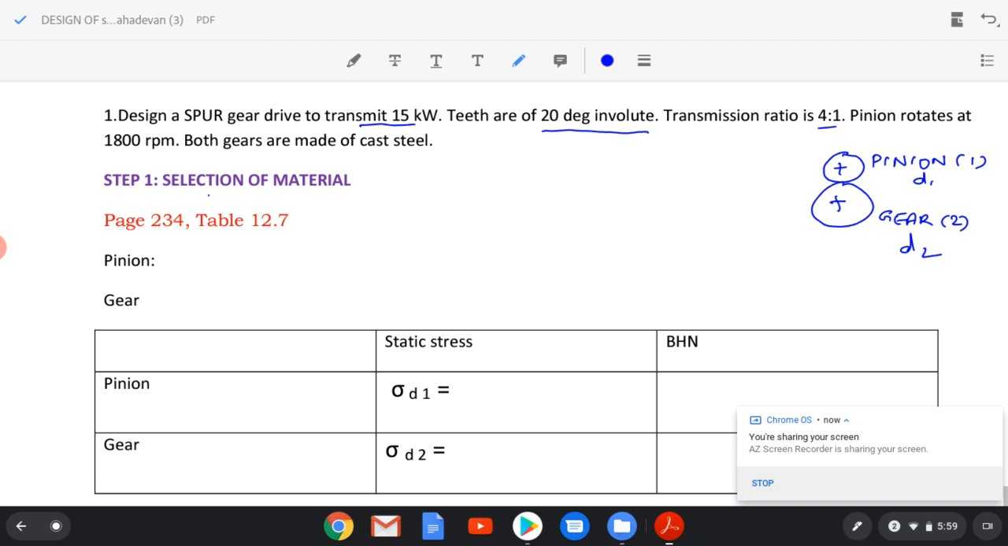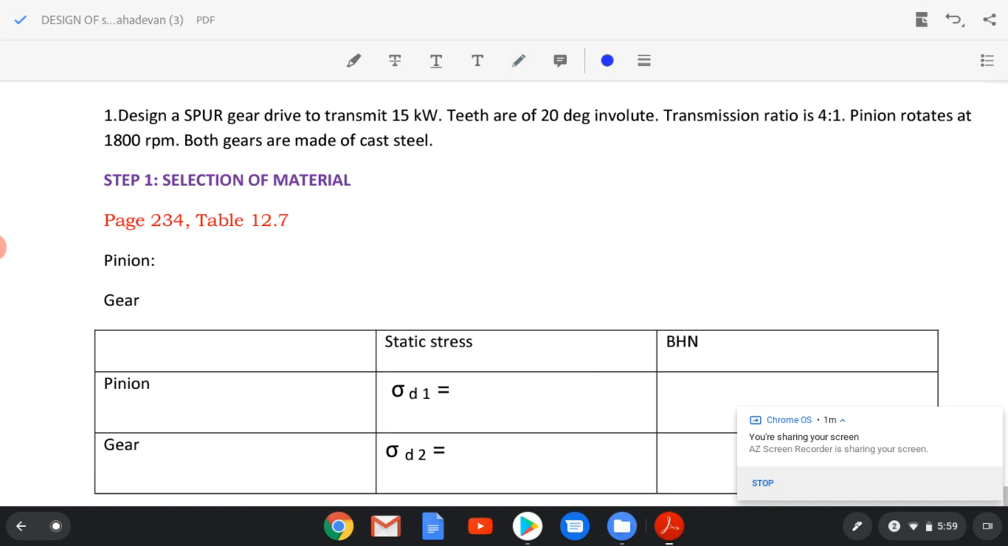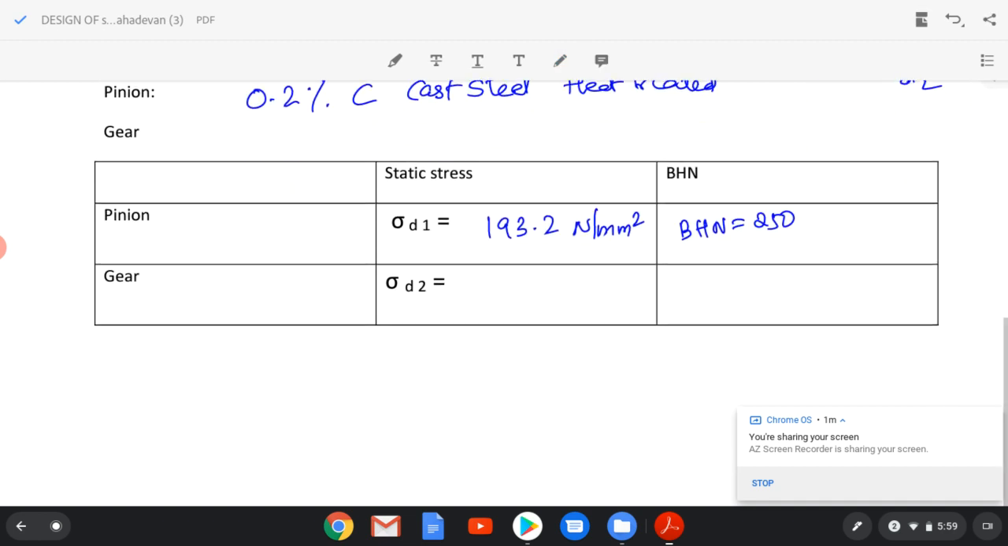First step is to select the material. So from page 234, table 12.7, we have to select a material. It is given cast steel. So we select 0.2% carbon cast steel, which is heat treated, and this has a static stress of about 193.2 Newton per millimeter square, and its BHN value is equal to 250. Both are made of same material, so we select same material for the pinion and the gear. This completes our first step.